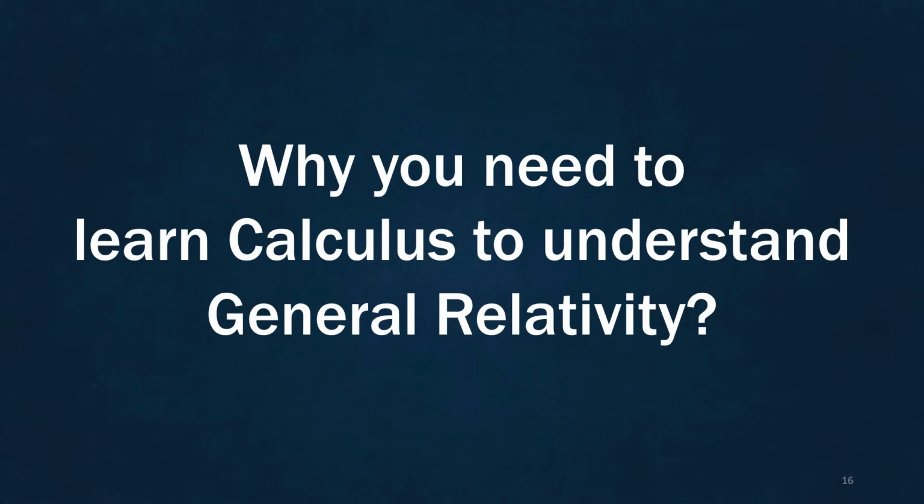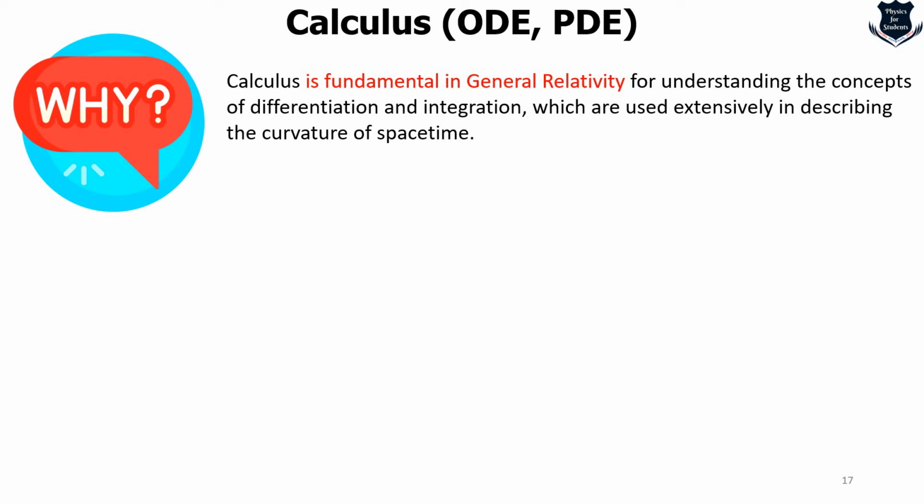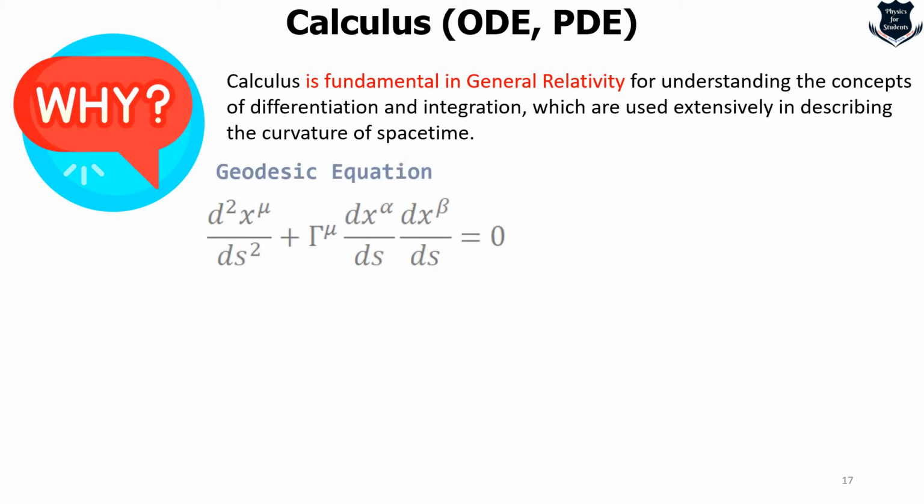So why do you need to learn calculus to understand general relativity? That is why I said that we do mathematics without understanding why. The first thing is that calculus is very fundamental, because you will see that it is extensively used in describing the curvature of space-time. Calculus, as we know, marks what is called a change, and there are a lot of changes which happen in the general theory of relativity.